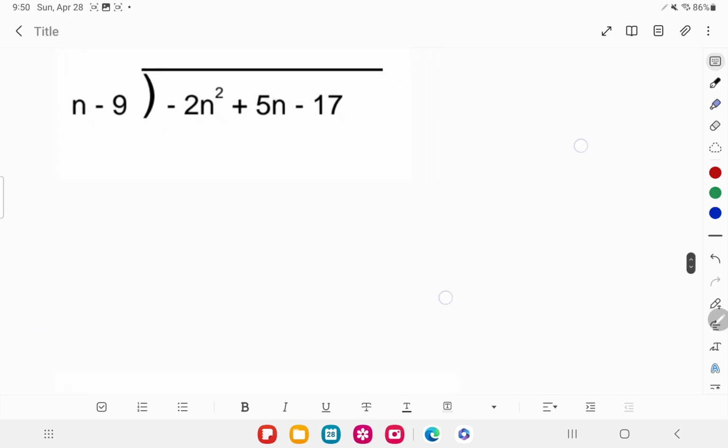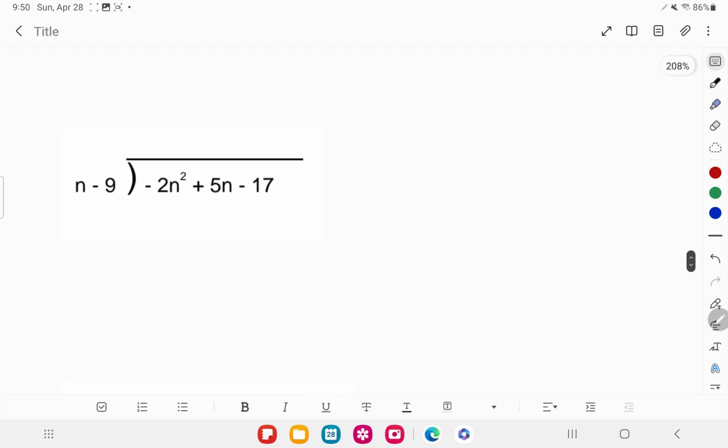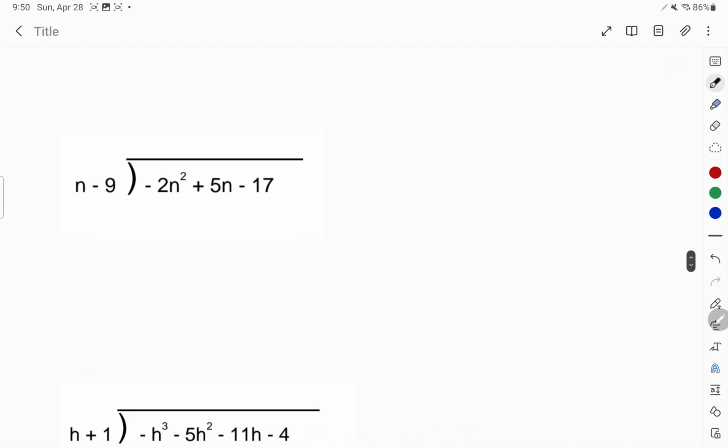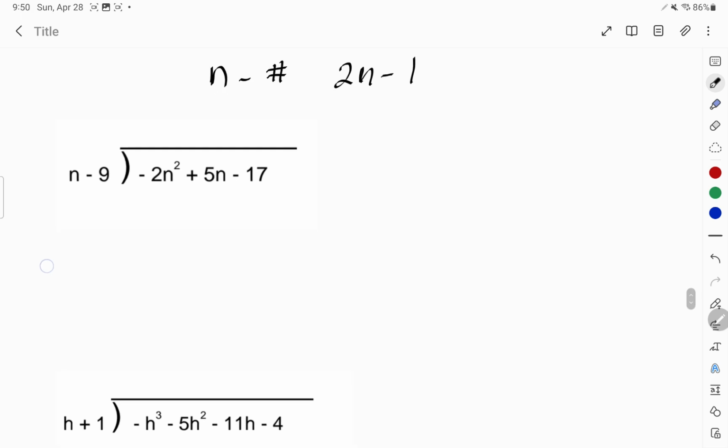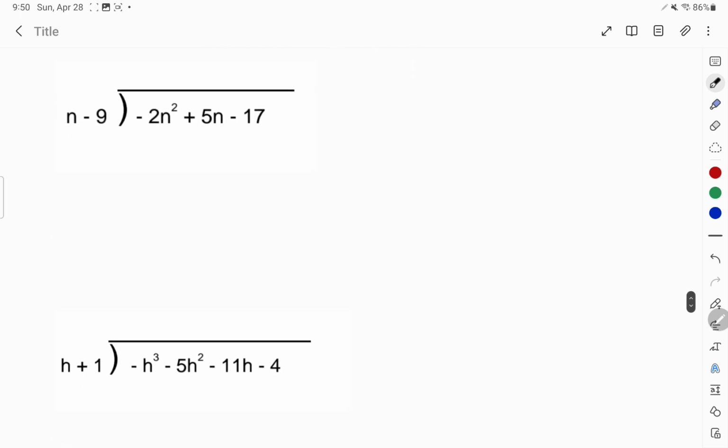Synthetic division is pretty awesome to work with, but you can only use it if you have something in the form of n minus a number. If you have anything else, for example, let's say we have 2n minus 1, you wouldn't be able to use synthetic division. You would have to go ahead and change that binomial. But lucky for us, in all the problems right here, they're not gonna have to be changed, so that should be pretty easy. Let's go ahead and start with synthetic division.